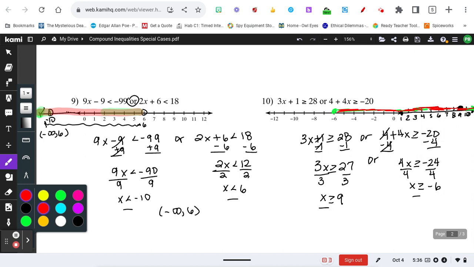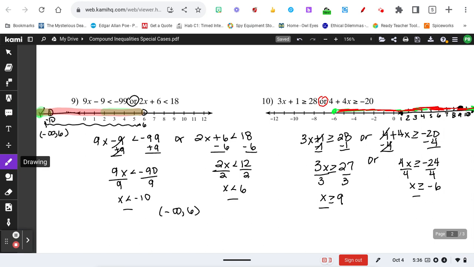So I know they overlap on the tip, but again, it's joined by or. I'm not looking for the overlap. I'm just looking for everything that's shaded, okay? So that would be from negative 6 to positive infinity. All right, I hope this makes sense. If it doesn't, let me know.